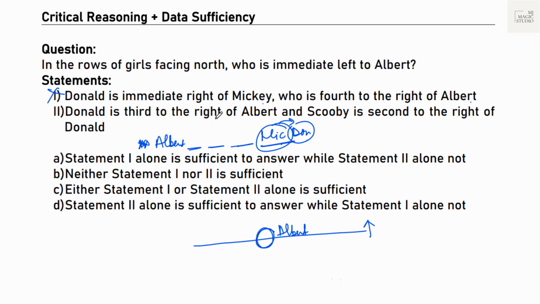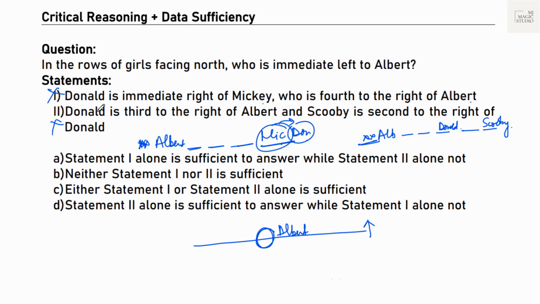Statement number 2 says Donald is third to the right of Albert. Albert, 1, 2, 3. Here we have Donald. And Scooby is second to the right of Donald. 1, 2, Scooby. Here also we don't know who is sitting to the left of Albert. So statement 2 alone is also not sufficient to give us the answer.